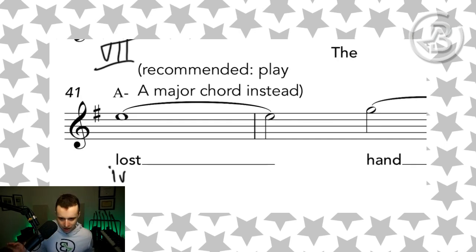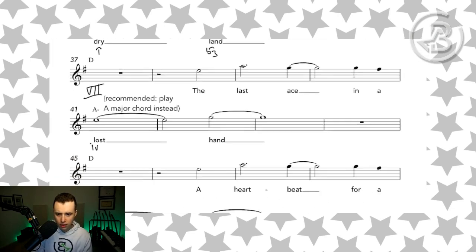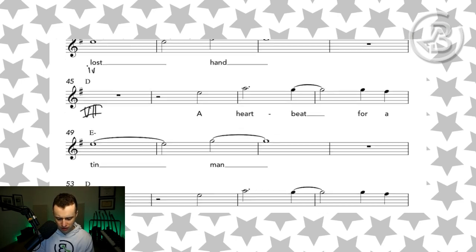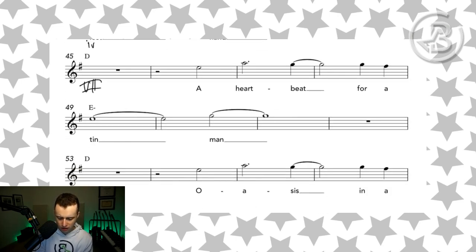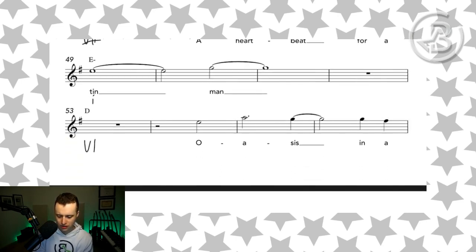And we've not talked about an A major in level 1, which is why we have this text to the side saying, hey, by the way, if you know how to play an A major and you're playing an instrument, go ahead and play an A major. But if not, we can just understand it with an A minor. And then we're back in measure 45 to D. That's going to be Roman numeral 7. And then for a Tin Man, and then we go back to 7.